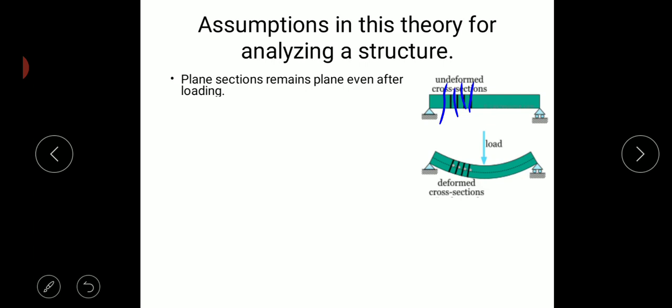This assumption is applied for the bending of beams only when the beam is exposed to a transverse load, and it should be symmetric in nature. It is not applicable for the torsional nature of the force. Also, this assumption is valid for the section which is perpendicular to the neutral axis, and it remains perpendicular to the neutral axis even after loading.